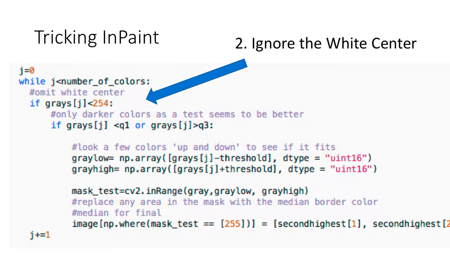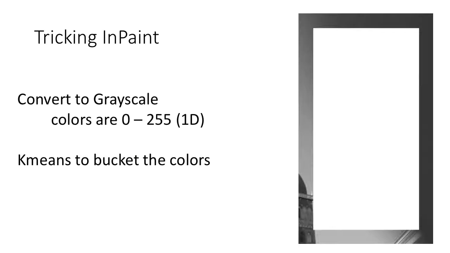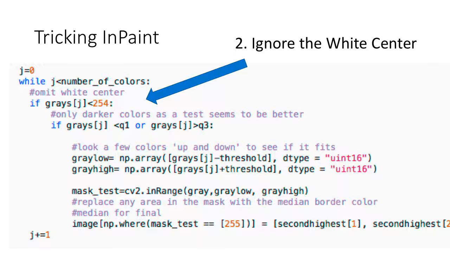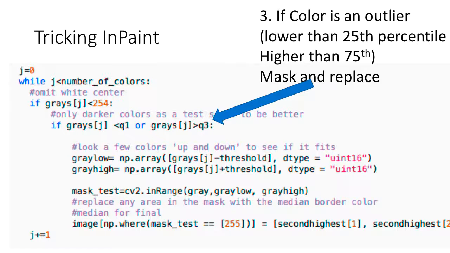So I loop through all the colors. I ignore the white center of the box because I'm making a box here, right? And the center is white. That's the most common color in the box. And then if it's an outlier, I mask it with the most common color in the thing. And it ends up looking like this, right?